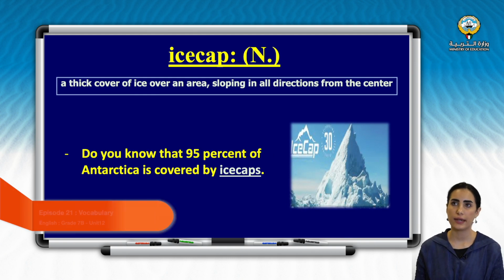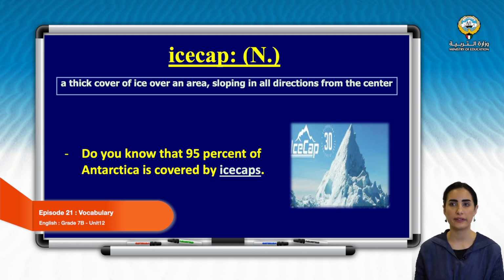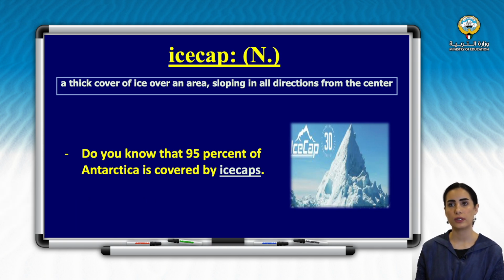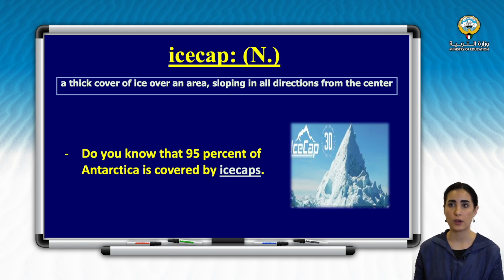Next we have the word ice cap. So repeat after me. Ice cap. What part of speech? It's a noun. Excellent. Let's read the example. Do you know that 95% of Antarctica is covered by ice caps? So an ice cap is a thick cover of ice over an area, sloping in all directions from the center. As you can see in the picture, this is an ice cap.